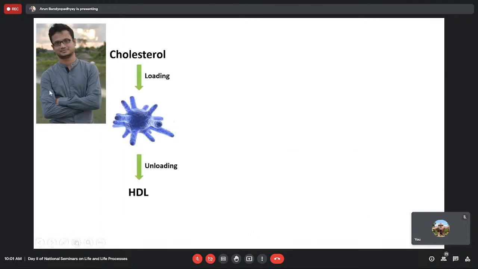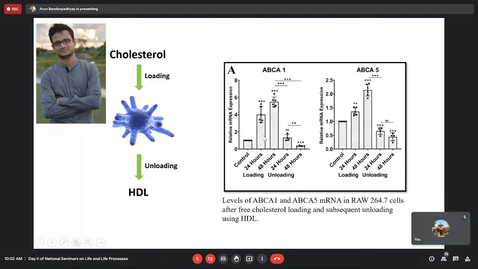Oliptho is a graduate student. He developed this system. He actually tried to check the data in the in vitro system. So what is happening in the in vitro system? He developed the loading and unloading system in the macrophage. He cultured the macrophage, and then the macrophage was treated with cholesterol. And he has checked what is happening to ABCA5.